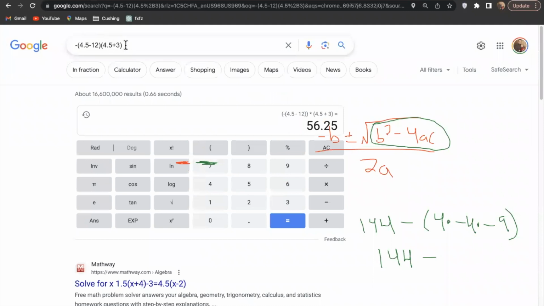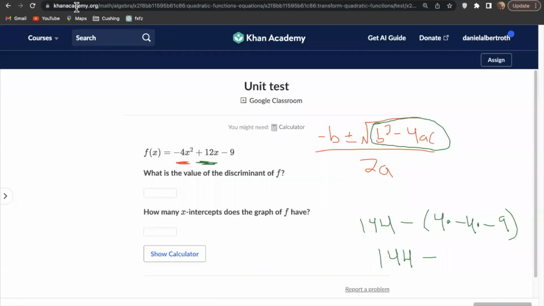So 4 times 4 times 9, just to make sure it's right. 4 times 9. That would all come out positive. We're going to subtract it. Oh, interesting. So it's going to be 144 minus 144. So our discriminant is 0. Wow. So minus 144. I'll finish it out. Remember, it's minus, and this was two negatives, so it's positive. So it's 144 minus 144 equals 0.